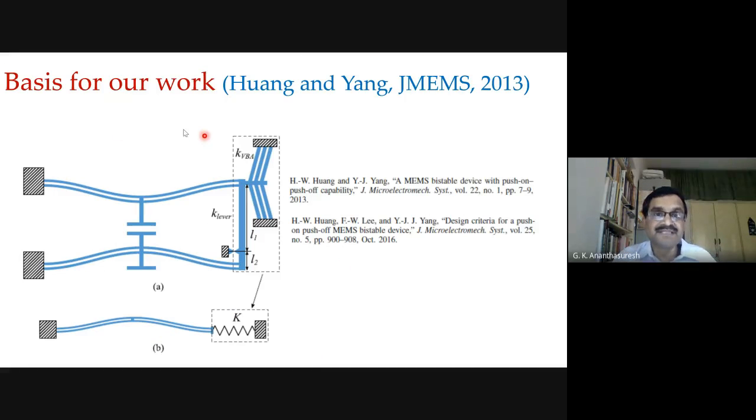Let me explain the basis for our work. It is from a paper by Hong and Yang, where they did what is called a two-terminal bistable switch. That is, here they have one terminal and another terminal, and then this one and this one. Basically, you have these two maintained at ground. This and this maintained at ground. This and this has a potential. Then the switch would go and hit this other bistable arch. When you actuate this thing, it will go and hit this, then it will go to the other side. And then when you apply potential in the same place, it will come back.